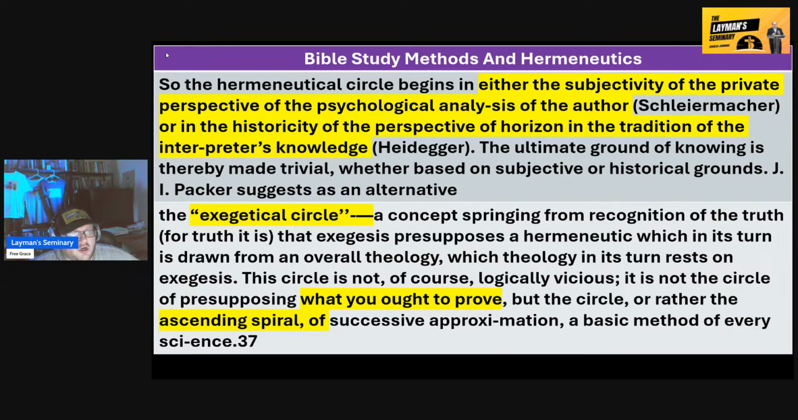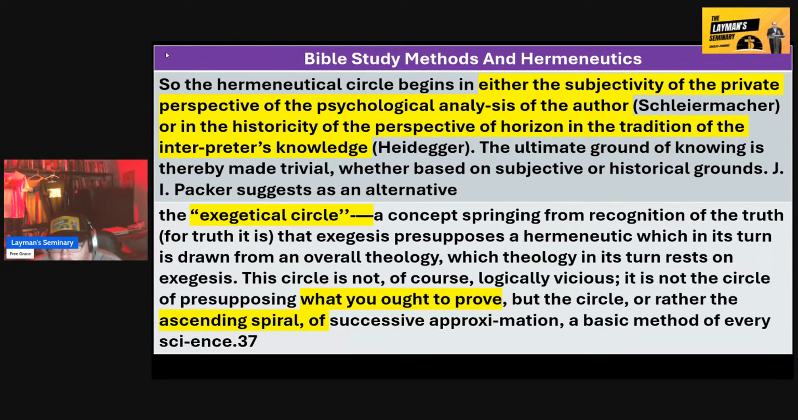So he says this hermeneutical circle begins either in the subjectivity of the private perspective of the psychological analysis of the author, like Schleiermacher, or in the historicity of the perspective of horizon and the tradition of the interpreter's knowledge, like Heidegger. But the ultimate ground of knowing is thereby made trivial, whether based on subjective or historical grounds. J.I. Packer suggests an alternative.